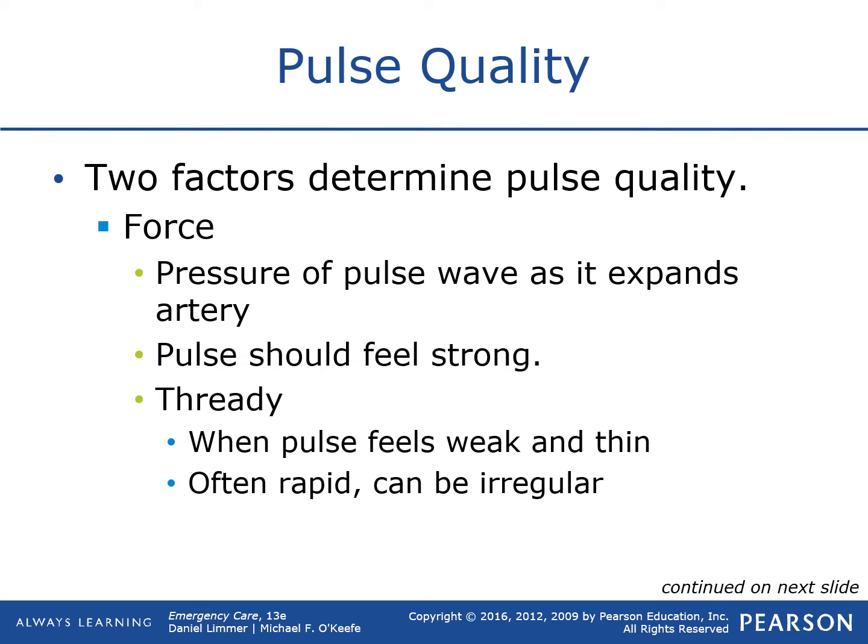Sometimes a provider might say that a pulse is thready, so that's when the pulse kind of feels weak and thin together. Usually that happens when the heart is already going really fast, and it's especially common if the heart's going fast and it's beating irregularly. So you can have a pulse of 140 that is irregular and thready, would be one way that you say something. A normal finding would be a person with a pulse of 80 that is strong and regular.